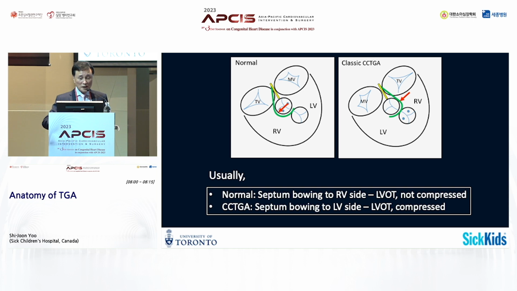In CCTGA, offset is on the opposite side. It does have an issue. So what is that? In normal, left ventricular pressure is high, so septum is always pushed to the right ventricular side. Therefore, subaortic outflow tract is not compromised if it is not associated with additional disease. However, in CCTGA, if the right ventricular pressure goes higher and higher, the septum can push into the subpulmonary outflow tract. You can have a subpulmonary obstruction, a sort of dynamic.